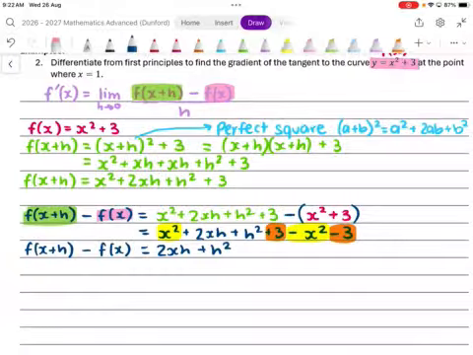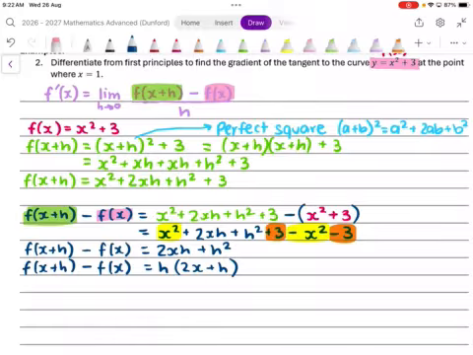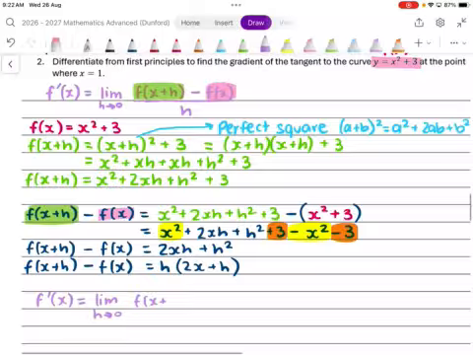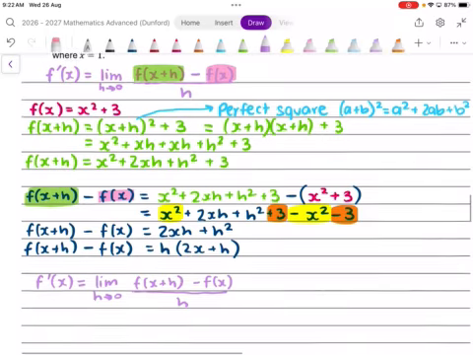So now we can take this one step further, because what do both terms have in common? h. So we can factorize it out. So this is equal to h lots of 2x plus h. Okay, now we're going to put that into our formula up the top. So we might even just write our formula down one more time. f dash x equals our limit as h approaches 0 of our f of x plus h minus our f of x, all over h.